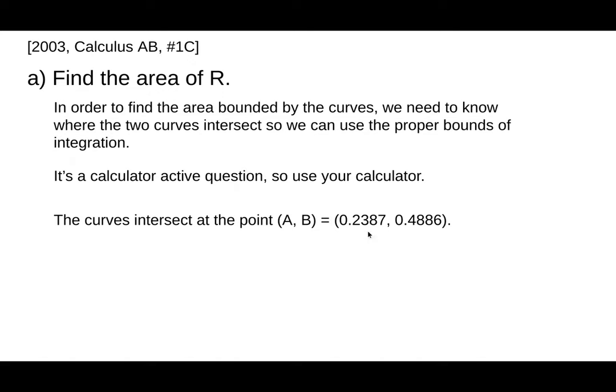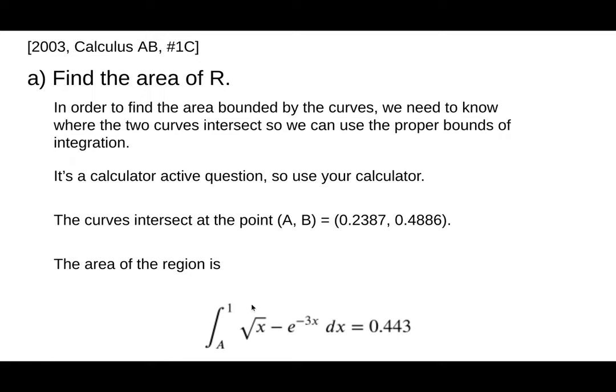Right, so the area of R, I'm going to have to find by using a definite integral where my lower bound is this value of A, 0.2387. Right, so the area of that region is the integral from A to 1 of, and I also have to know which of these functions is on top of the other one, which one is the one that's further away from the x-axis. Turns out that is the square root of x. That's why the square root of x is written first here. So we have the integral from A to 1 of the square root of x minus e to the minus 3x dx.